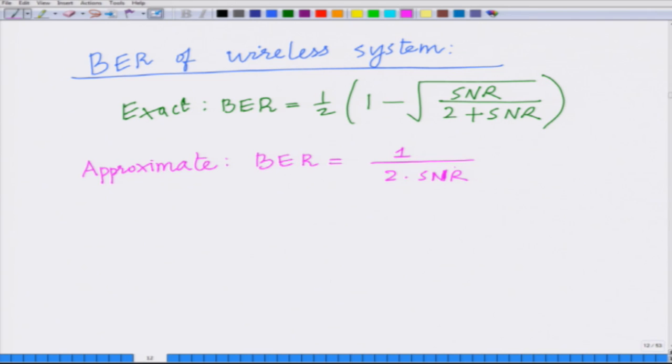So, we have two expressions. One is the exact expression, that is bit rate equals half 1 minus square root of SNR divided by 2 plus SNR, and the approximate expression is bit rate equals 1 over twice SNR, and this approximate expression is valid at high SNR. Remember, we employed the assumption that 1 over SNR is a small quantity, close to 0, to derive this approximation. So, this approximation, 1 over twice SNR, the bit rate for a wireless system, is valid at high SNR. These are the two expressions that we have derived for the bit rate performance of a wireless communication system.